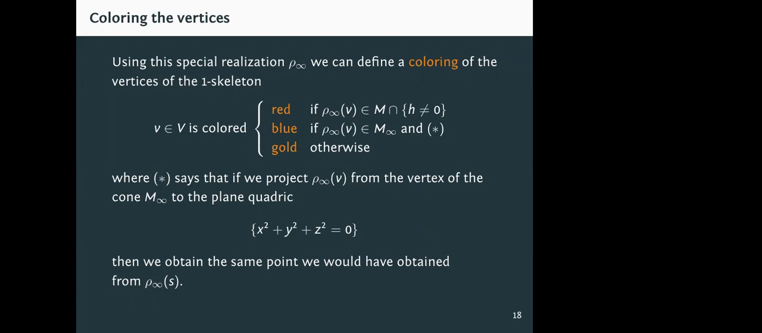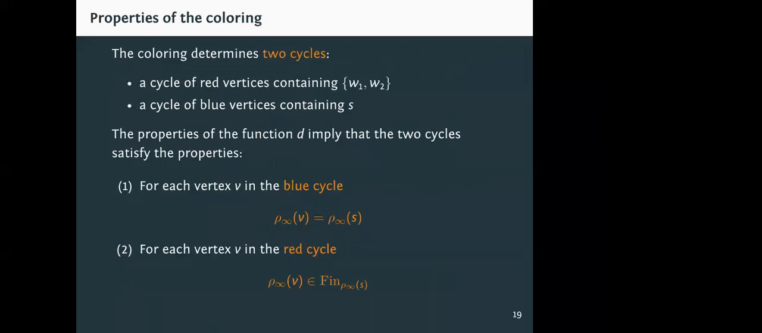This is a technical construction. The reason why we construct it like this is that using the properties of the extended distance that we introduced before, we can prove the following. We can prove that in our graph there exist 2 cycles. A first cycle is constituted of vertices that are red, namely they correspond to finite points, not at infinity, and this cycle of red vertices contains the 2 vertices W1 and W2. And then there is a cycle of blue vertices, which contains the vertex S.